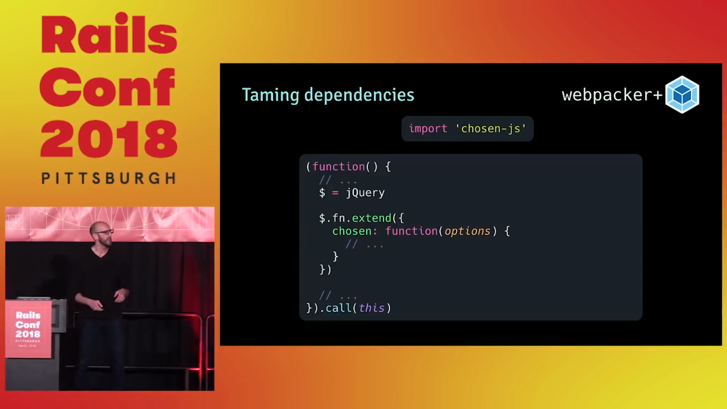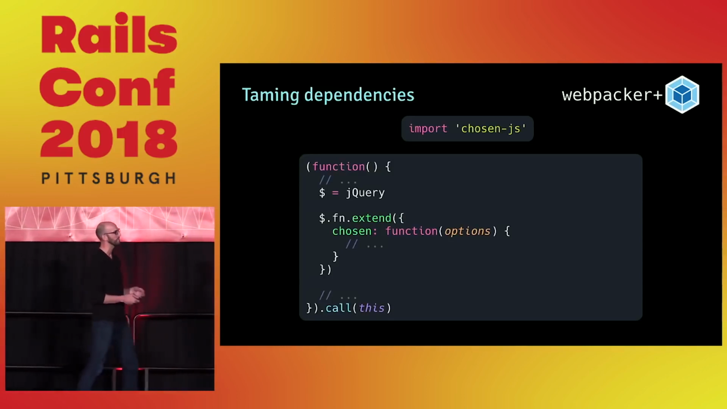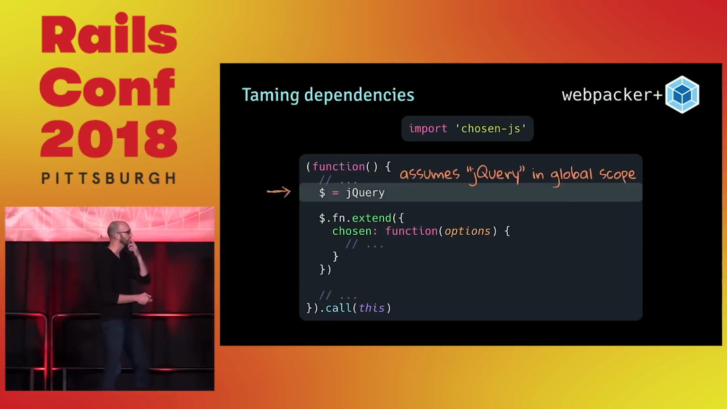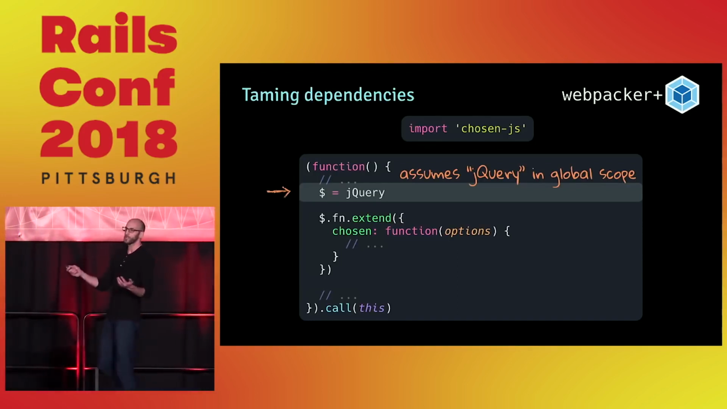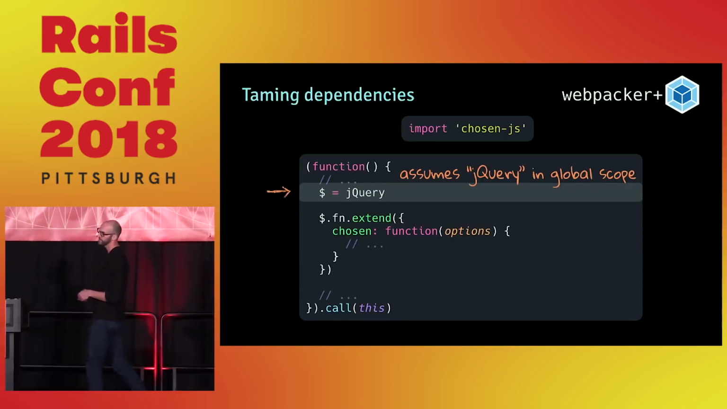So chosen.js actually looks like this. I took away most of the functionality, but there's this one key line. It assumes jQuery is in the global scope. So when we included it, it worked because that's how we configured our Webpack jQuery import.